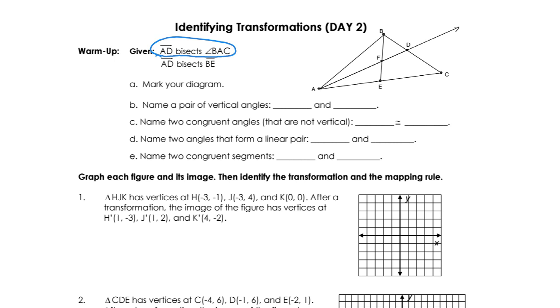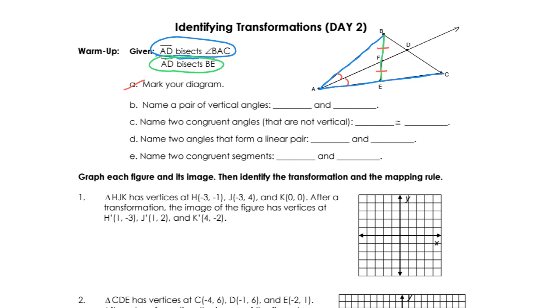bisects angle BAC. So I'm going to find angle BAC, B to A to C. That angle is being cut in half since they use the word bisects, and so it's going to give me two equal angles in there. Here's one of them, and here's the other one. Then it tells me that AD bisects BE. So if I find BE, that segment is being cut in half. Segments get tick marks, whereas the angle gets arc marks. Okay, all right, so part A is done.